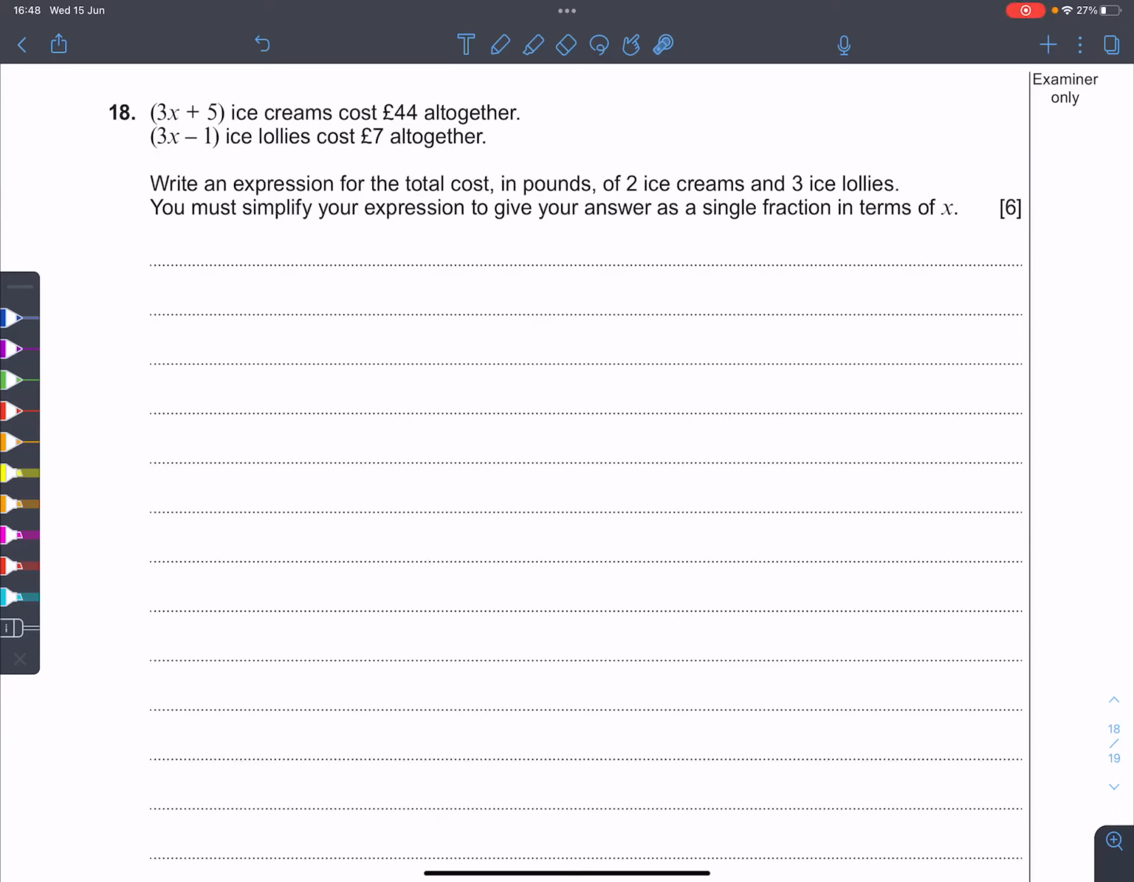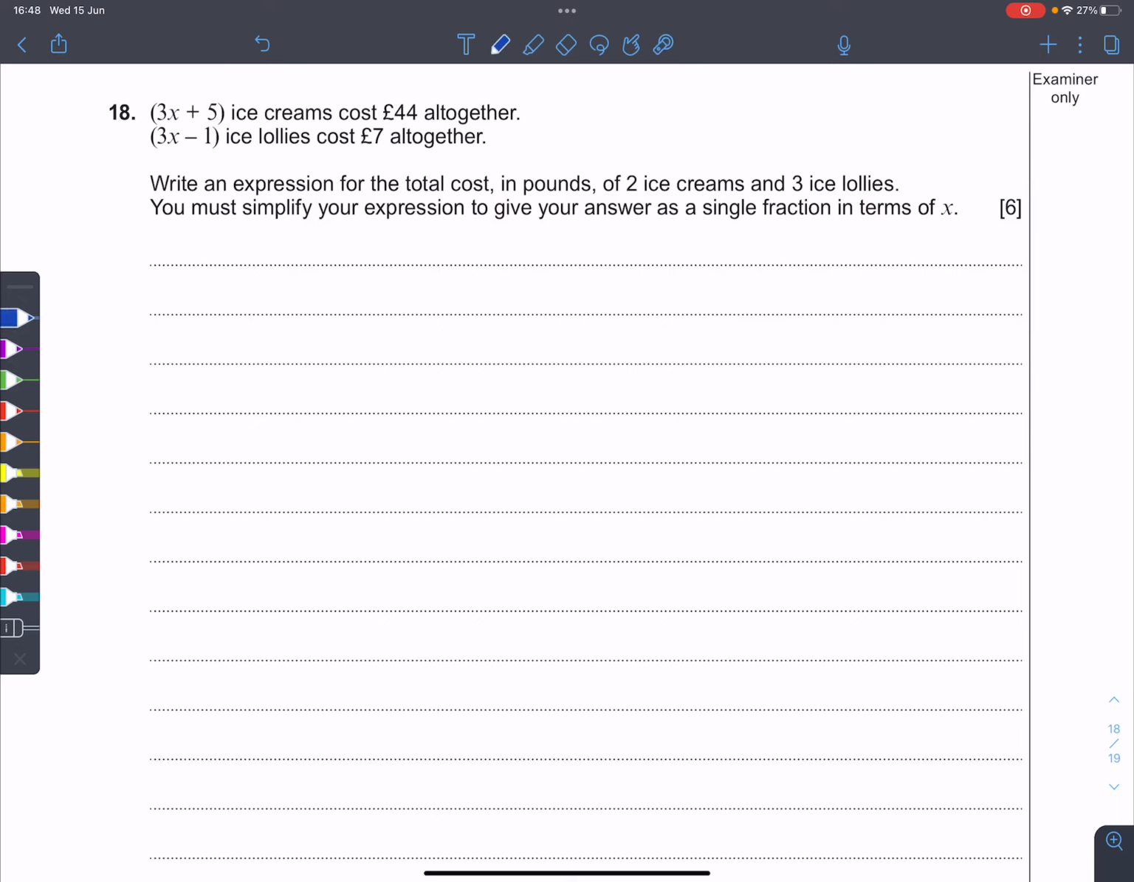Okay, this is question 18 on the WJEC Additional Maths paper from 2018. So what we have here is 3x plus 5 ice creams cost £44 altogether. 3x minus 1 ice lollies cost £7 altogether. We want an expression for the total cost of 2 ice creams and 3 ice lollies. Simplify your expression to give your answer as a simple fraction in terms of x.